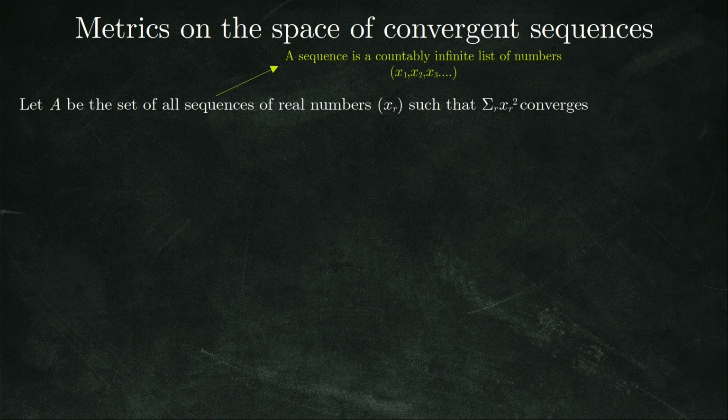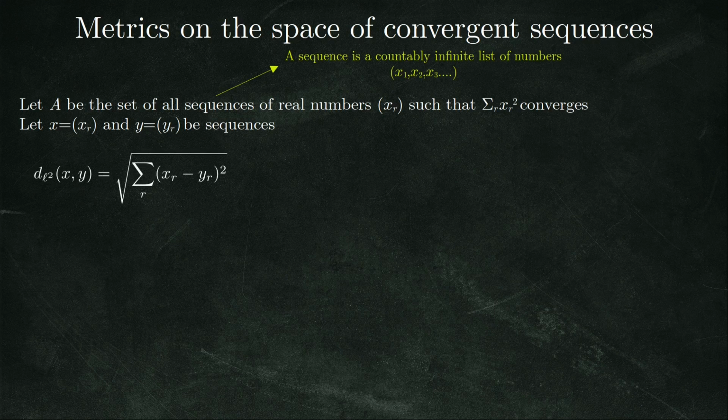Alternatively, you can think of it as a map from the natural numbers to, in this case, the real numbers. But you could have sequences of complex numbers or other things. The point is, it's just an infinitely long list. Then we're also going to say let x and y be sequences, where x and y both denote the whole sequence. Then we can define different metrics on this.